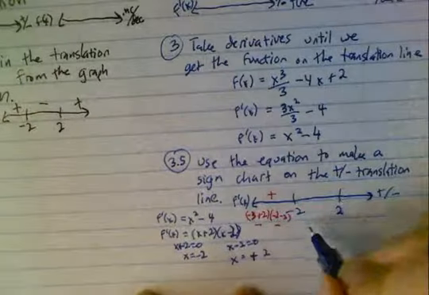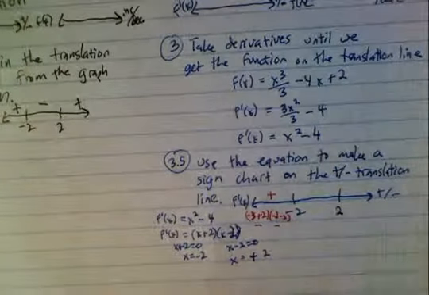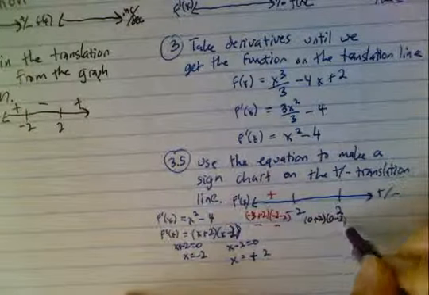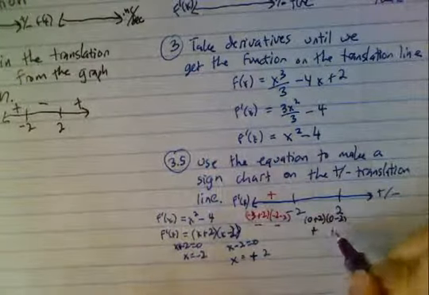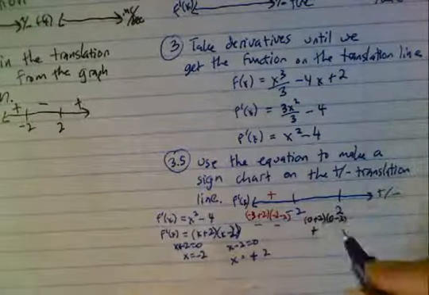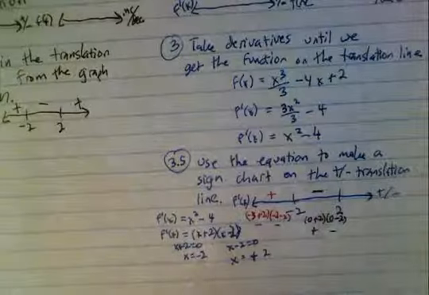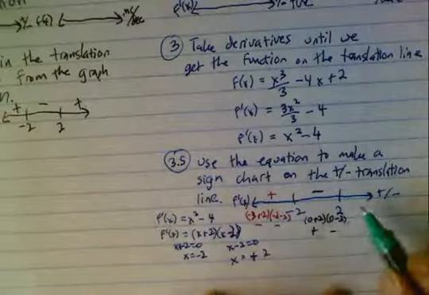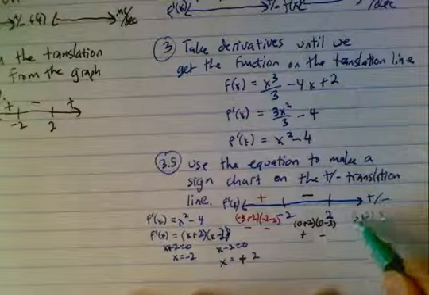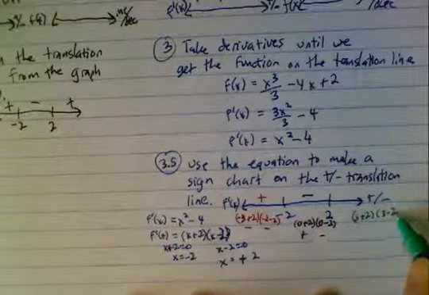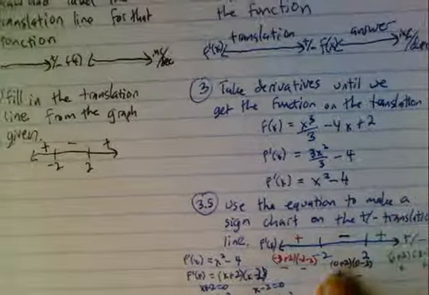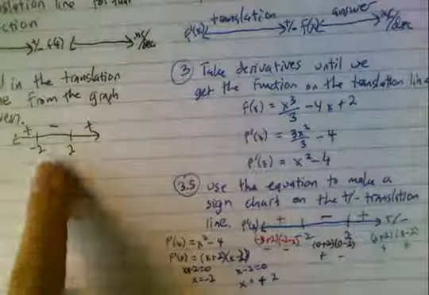A number between -2 and 2, so that would be something like 0. Actually, I'm going to do it in this color so it's clearer. 0 plus 2, 0 minus 2. That's a plus, that's a minus. So negative overall. And then finally, a number bigger than 2, let's say 3. 3 plus 2, 3 minus 2, that's a positive, that's a positive. Same thing on this chart that we had over there.